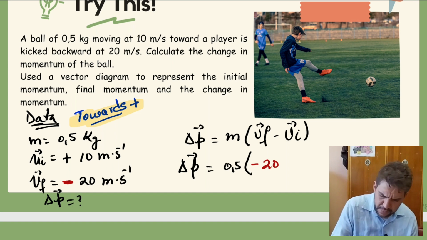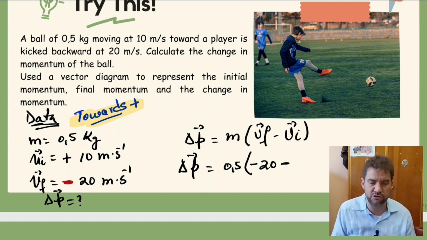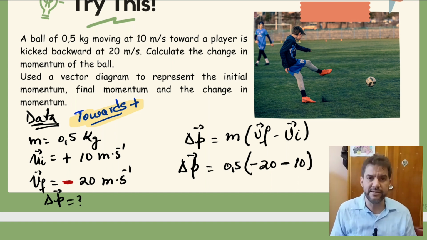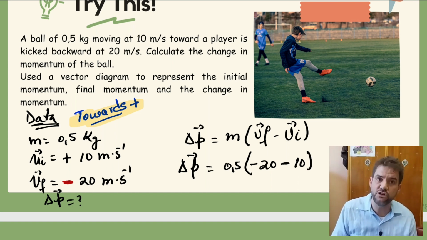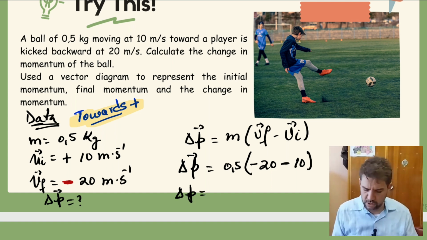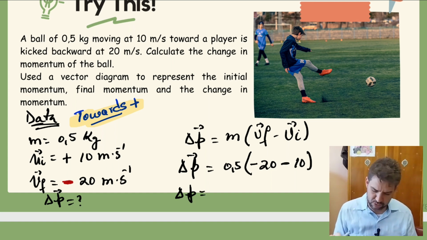Minus 20 minus initial velocity, which is positive 10. So it's minus 10. Guys, this is the substitution. So change in momentum is going to be equal to, and then the calculation, let me do it here.